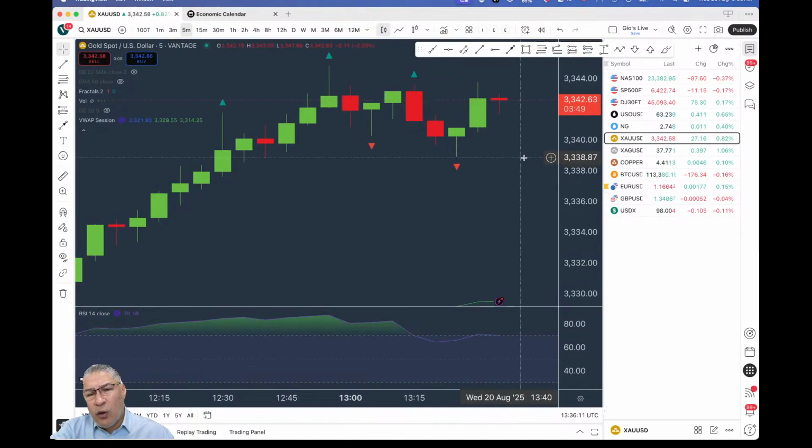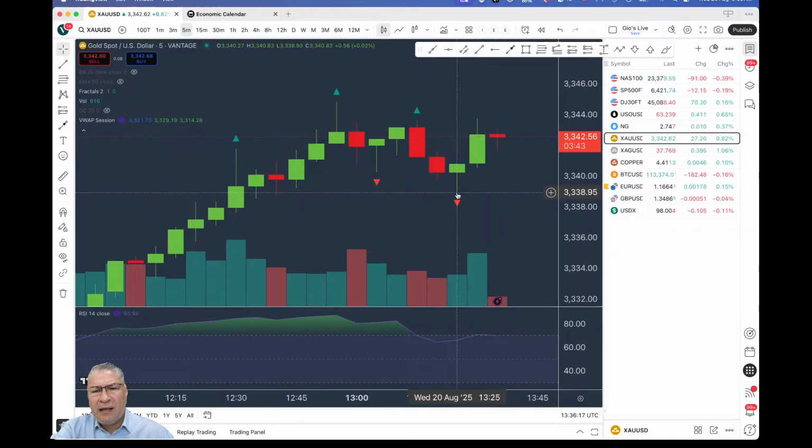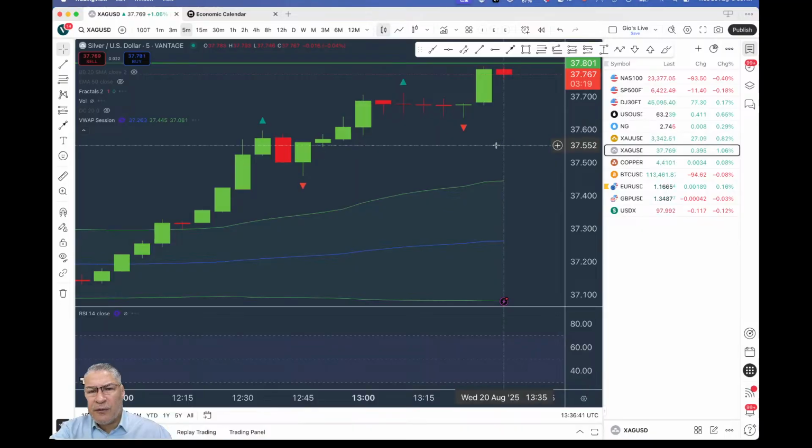Then we have gold. Gold here has made a fractal low. In this particular scenario, we want to wait for that fractal high to be shown. We still haven't had it because we're still basically on our second candle, and we still have 3 minutes and 25 seconds for it to finish. So let's take a look at silver.